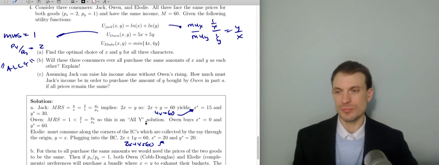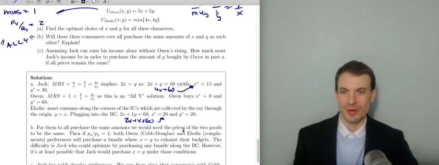Okay. For them all to purchase the same amount, they would need the prices of the two goods to be the same. If px is equal to py, both Owen, Cobb Douglas, and Elodie must purchase a bundle where x equals y to exhaust their budgets. The difficulty is Jack, who would optimize by purchasing any bundle along the budget constraint.